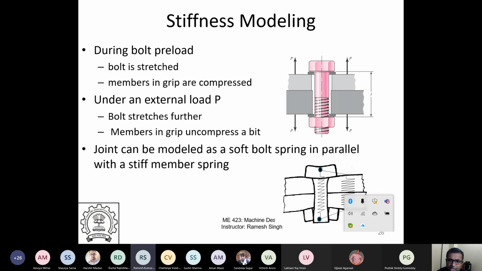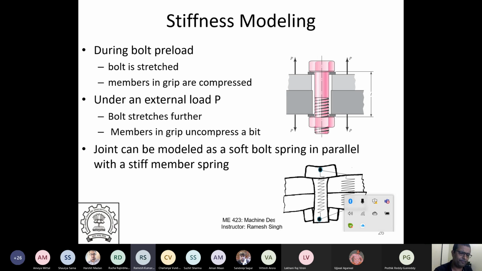So I'll go ahead and talk a little bit about stiffness modeling here. What happens is the bolt is stretched. When you tighten it, the bolt is stretched and the members in the grip are compressed. So when you tighten, the bolt is under tension, and these members will be under compression. And then there is an external load P.